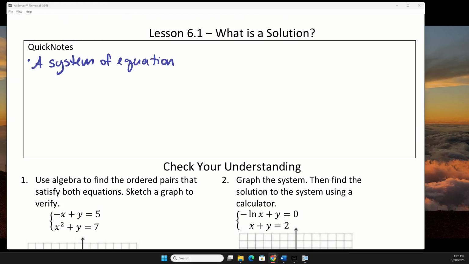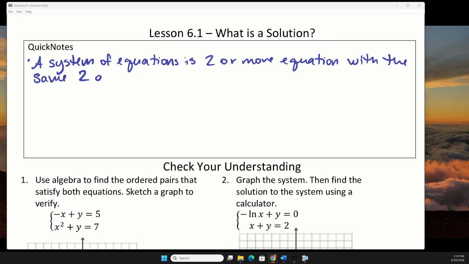So a system of equations is, it feels like I'm using the wrong grammar, but that's definitely right. Two or more equations with the same two or more variables. Today, we're really just going to have two equations, and most of the time our two variables are going to be x and y.